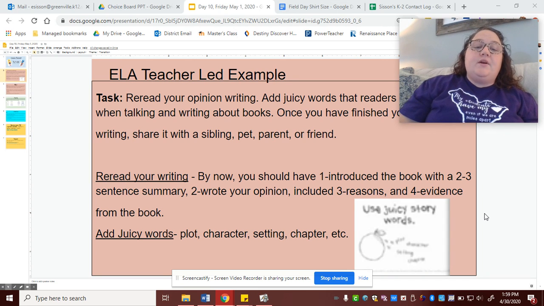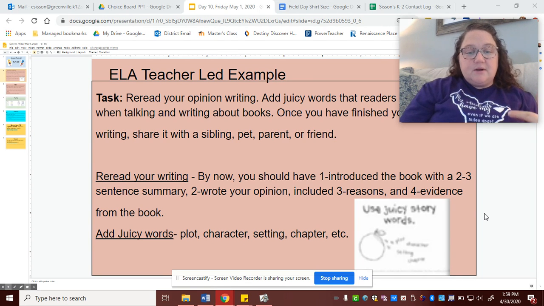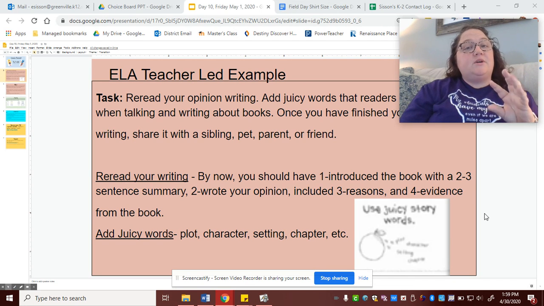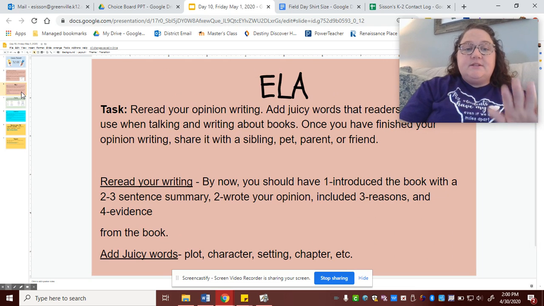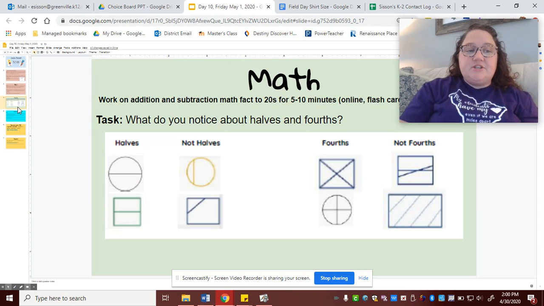So today I want you to go back through when you reread it and add some juicy words. Some juicy words can be things like plot or character or setting, or you can use the word chapters, all of the things that might describe that book a little bit better. So using those words, tell me about the book. You can also use better, like we talked about, show and not tell. They're a little harder in opinion writings, but you could try it. You're going to add juicy words. So here are some examples. That's your explanation again.